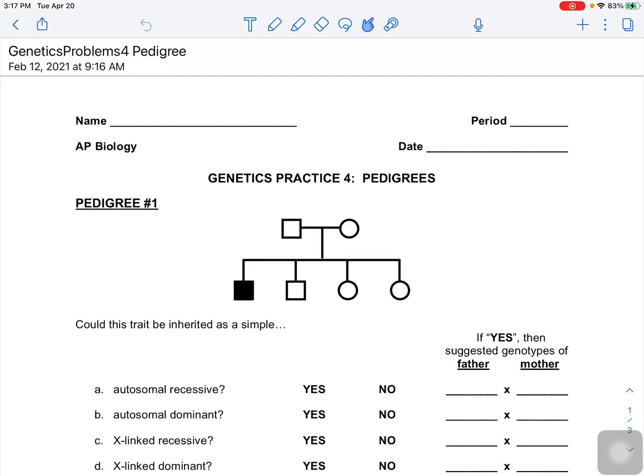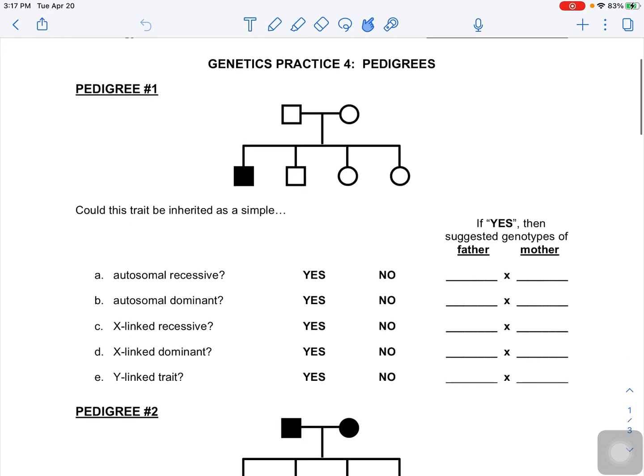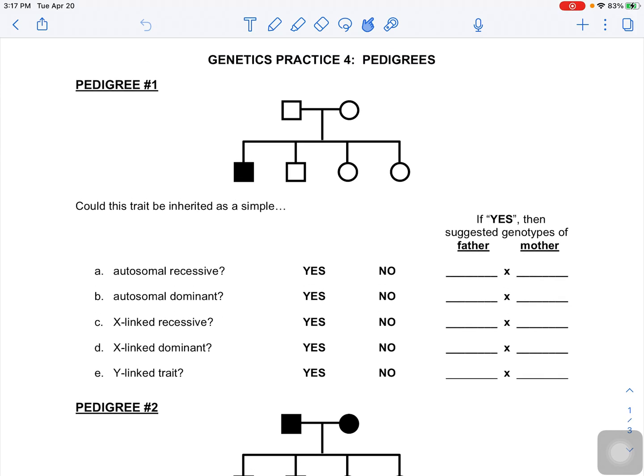So when looking to solve a pedigree and determining the inheritance pattern of a pedigree, you need to follow some steps in order to be able to do that. So when we first look at this, we're going to be looking to see the inheritance pattern if we can determine if a pedigree is an autosomal recessive trait, an autosomal dominant trait, if it's sex-linked recessive or sex-linked dominant, or if it's a Y-linked trait. And there are some rules that we need to follow when we're looking at these.